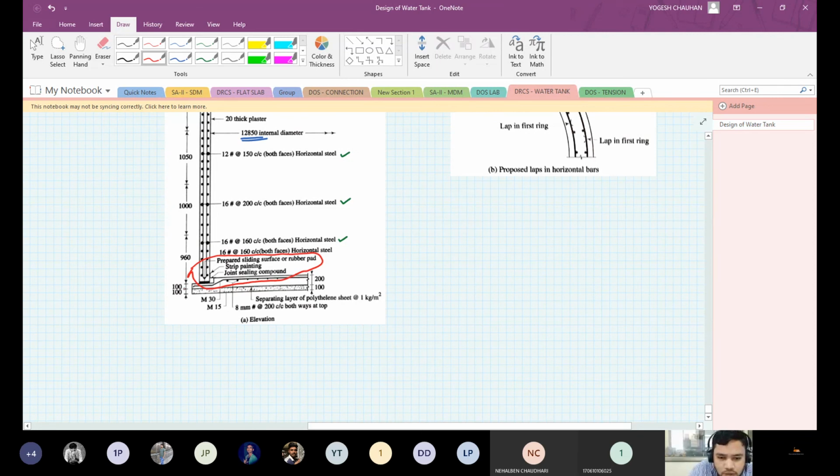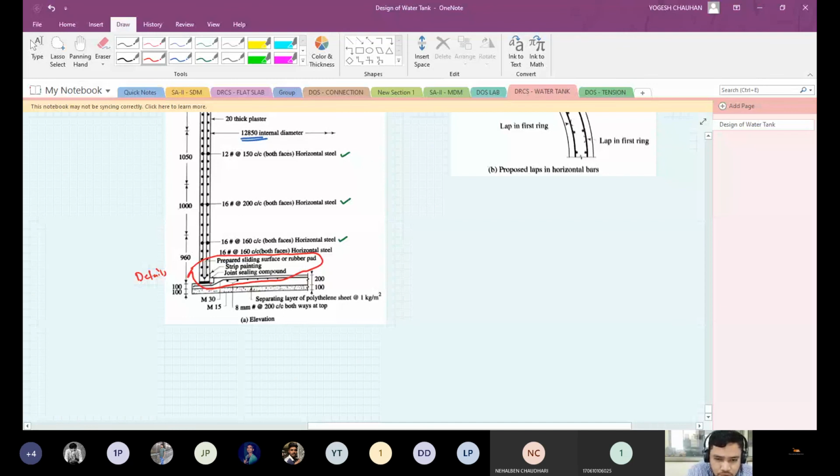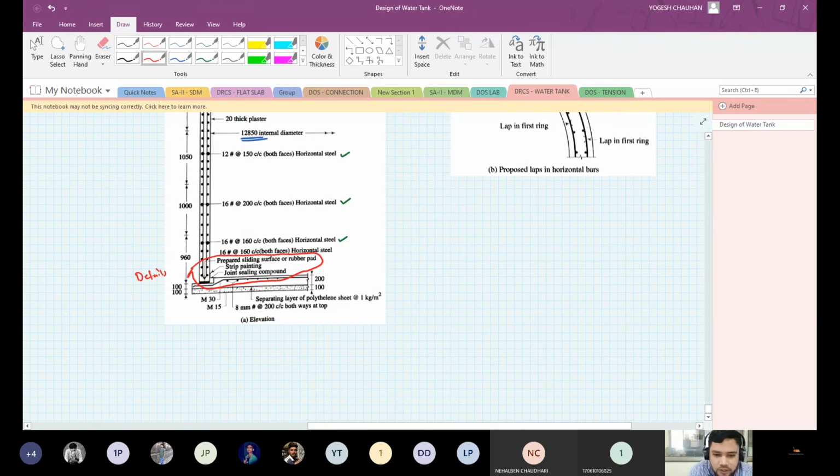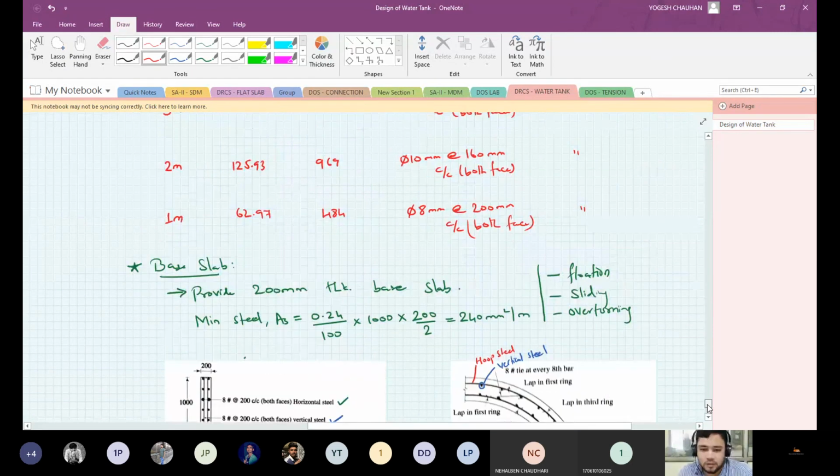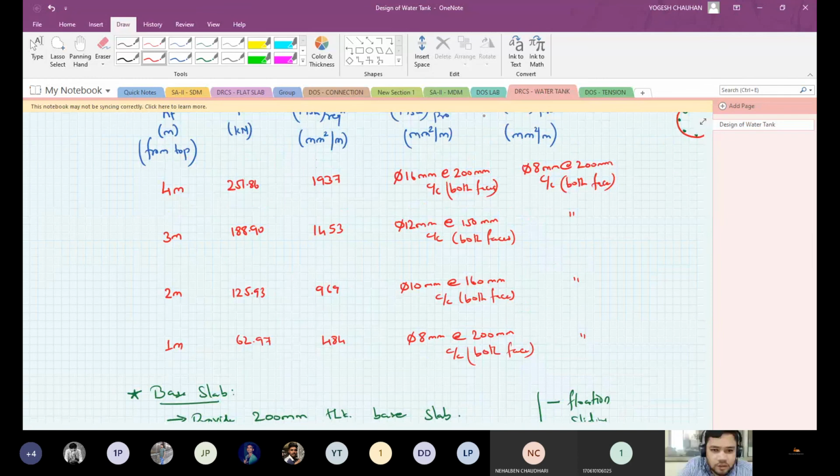This is the detail of the flexible joint or sliding joint. Jointing sealing compound is filled, and on top of it stripping paint is done, and the surface is prepared, like rubber pads are put so that it can slide. Okay, so this is all about the design of the flexible circular tank.